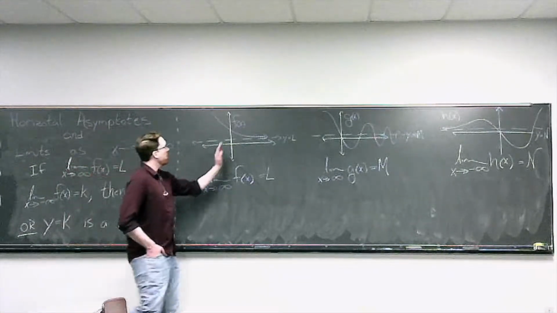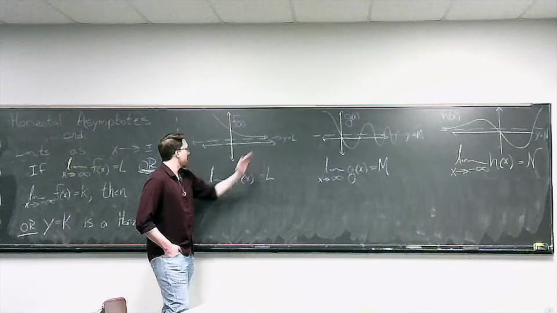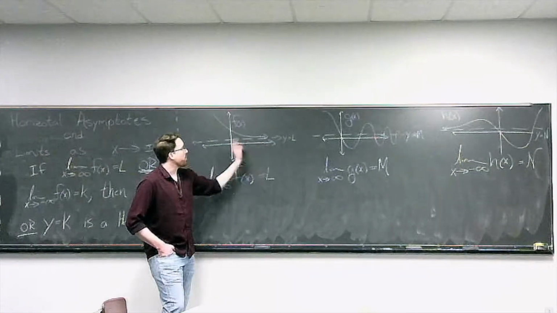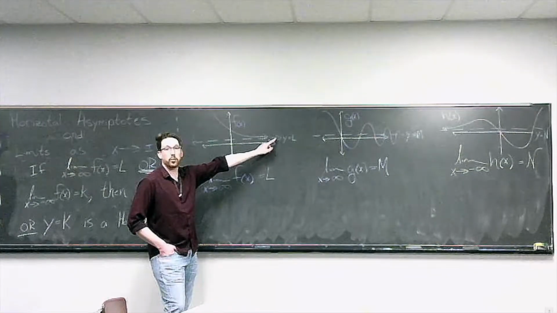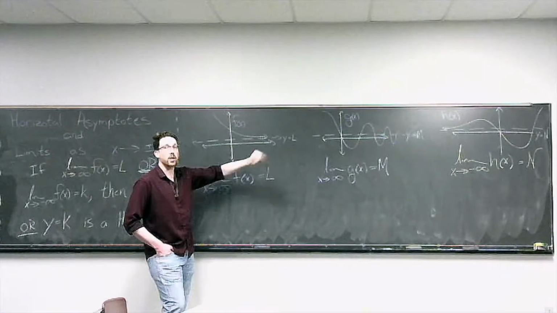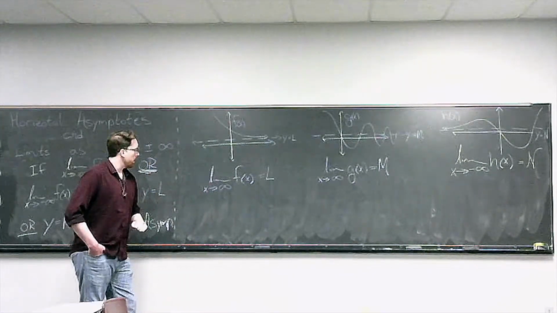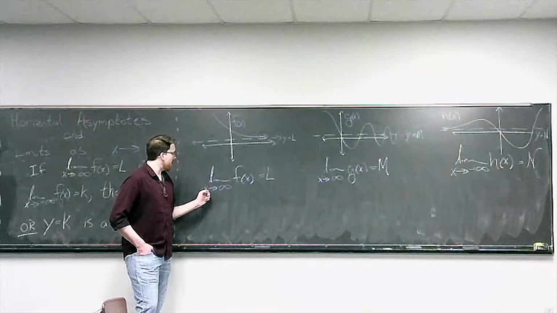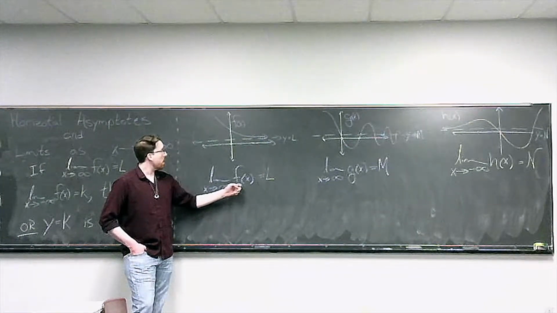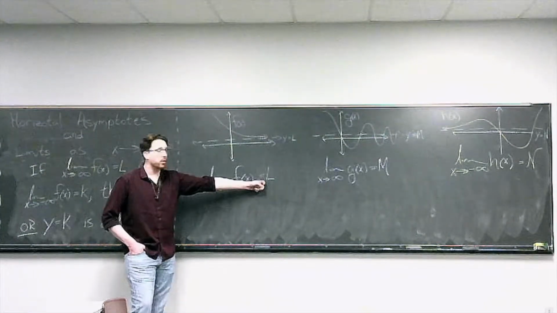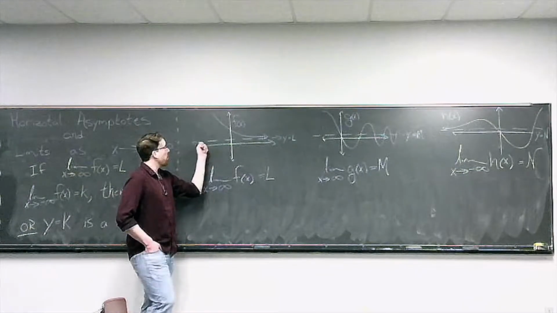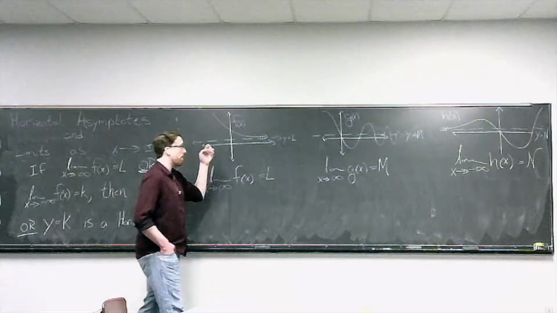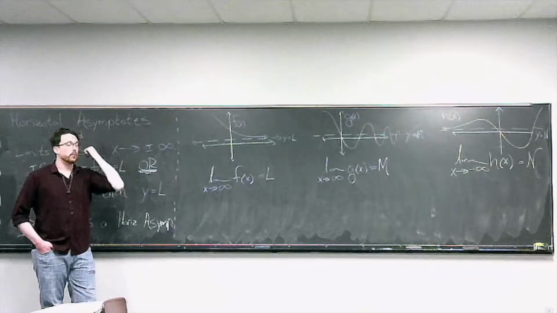So in this case, we've got this function that as we go off to infinity, it gets as close as you want it to this line y equal to L. It would say that the limit as x approaches infinity of this particular function is equal to L. So y equal to L here represents a horizontal asymptote.